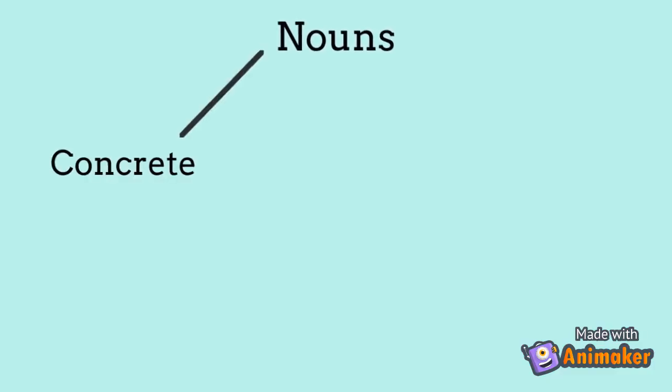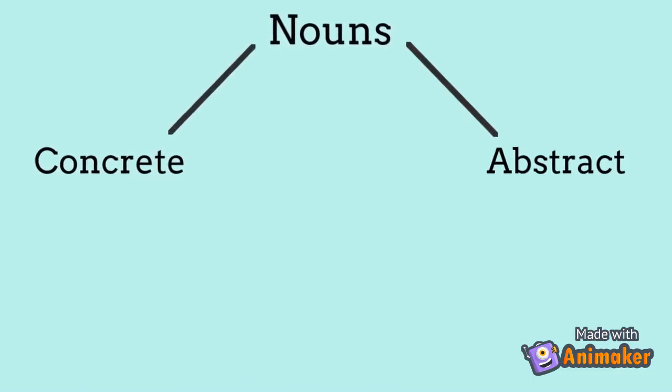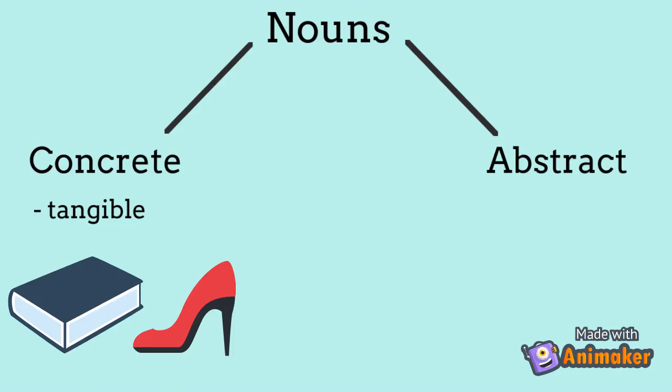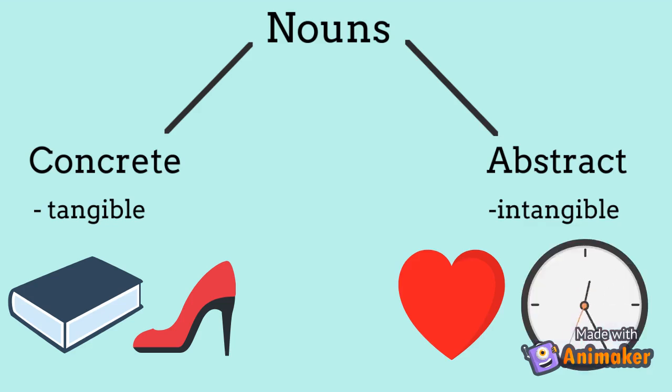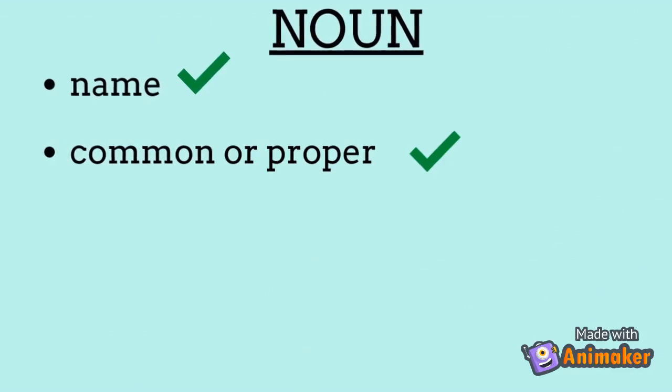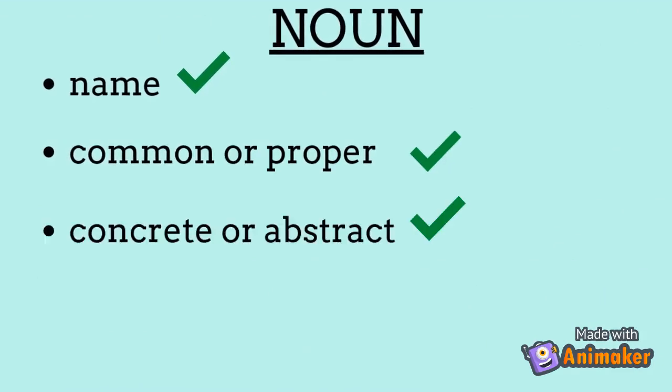Nouns can also be divided into concrete and abstract nouns. Concrete nouns are nouns that are tangible, meaning things we can touch or feel with our hands and our sensory organs, like a book or a shoe. And abstract nouns are nouns that are intangible, things we cannot feel with our hands or our sensory organs. They're ideas mostly, like love or time. Generally, a noun is a name. It can either be common or proper, or concrete or abstract.